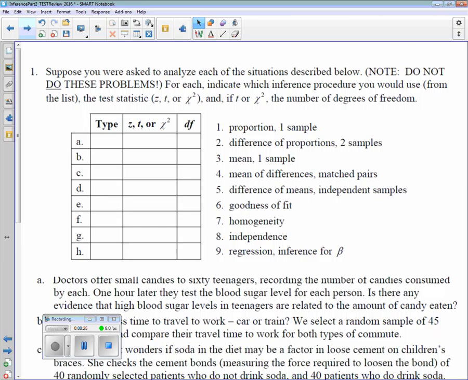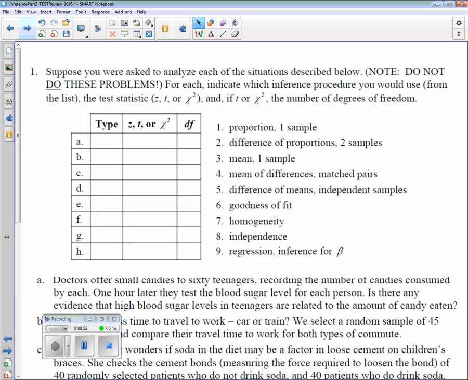When I have qualitative data, that automatically puts me in chi-squared situations, doesn't it? It could be proportions, but usually that's a different scenario. When I'm talking about quantitative, you want to ask yourself how many quantitative variables I have, and then how many samples I have. That should help guide us as to what type of situation we have.